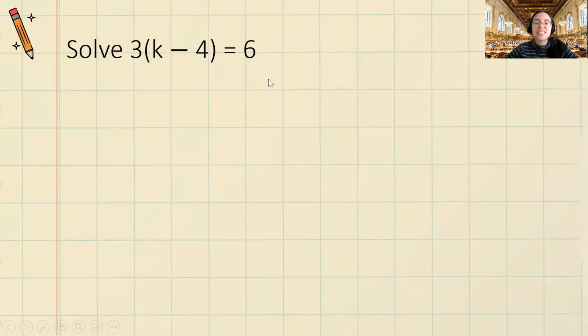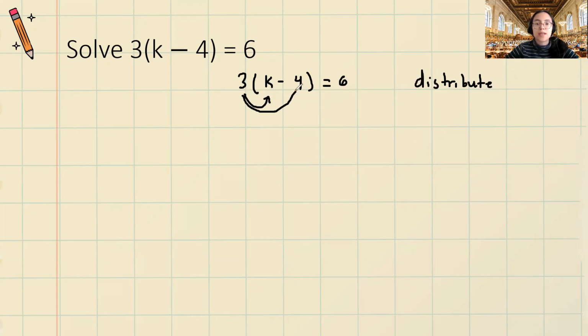Here we have 3 times k minus 4 is equal to 6. So we have to use, what do we have to use here? We have to use the distributive property. Yes, we have to distribute the 3. So we're going to distribute this 3 into these parentheses. So we have 3 times k.